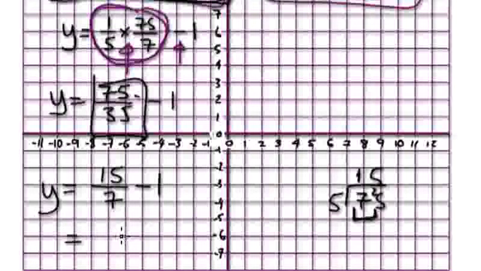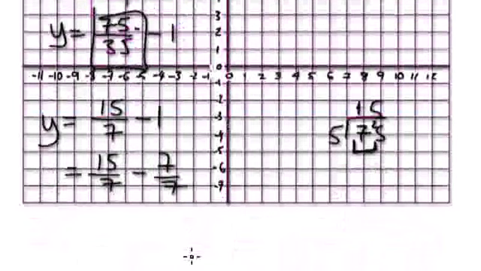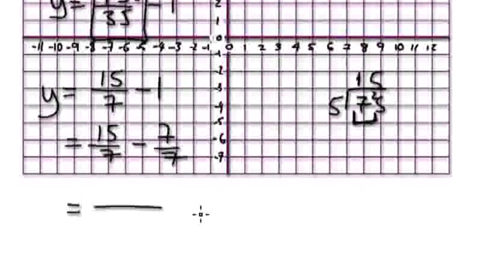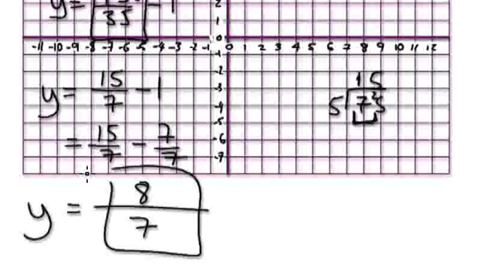Now turn the 1 into 7 over 7, so it's 15 over 7, take away 7 over 7. Now that the two denominators are the same, we can merge. So 15 take away 7 is 8. So the y value would be 8 over 7.